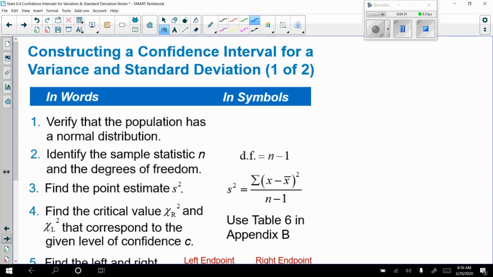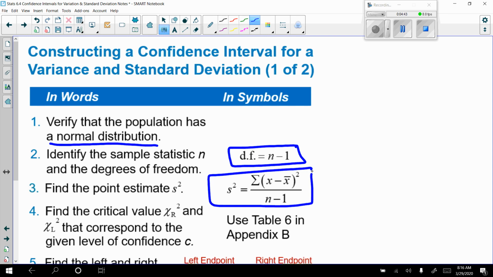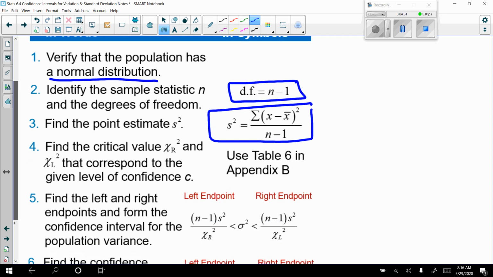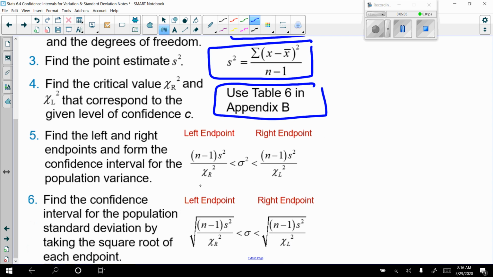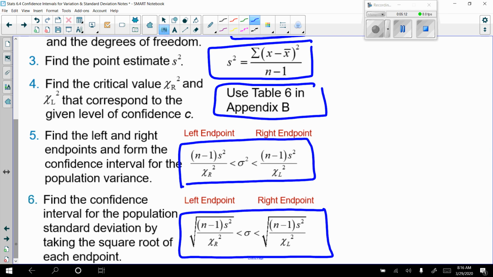So in order to construct it, we're going to use these formulas. First, check and make sure that it has a normal distribution. Find those degrees of freedom. Find your point estimate, S squared, or your sample standard deviation squared. This is for finding the variance. Use the tables in the appendix to find the chi-squared number based on the degrees of freedom and your confidence level. Find those endpoints, the left endpoint and the right endpoint for sigma squared, or the left endpoint and the right endpoint for sigma.